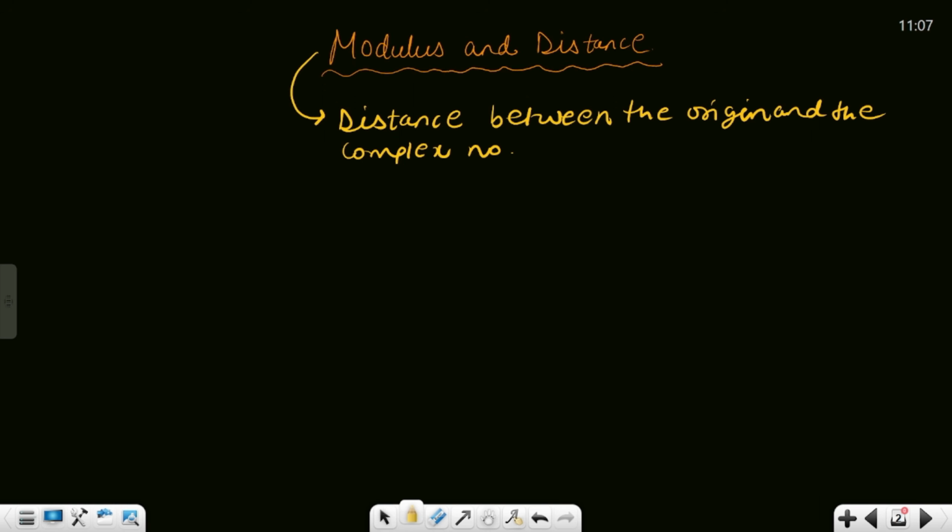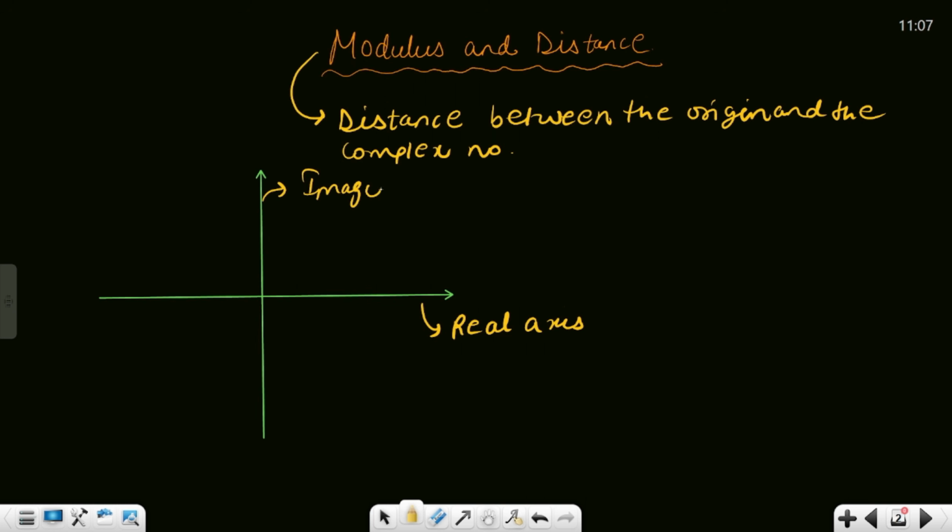This whole discussion is going on the complex plane, or we can say Argand plane. So basically, if I try to draw my complex plane or Argand plane, here we have to see things carefully. See, this is my real axis, and this is our imaginary axis.